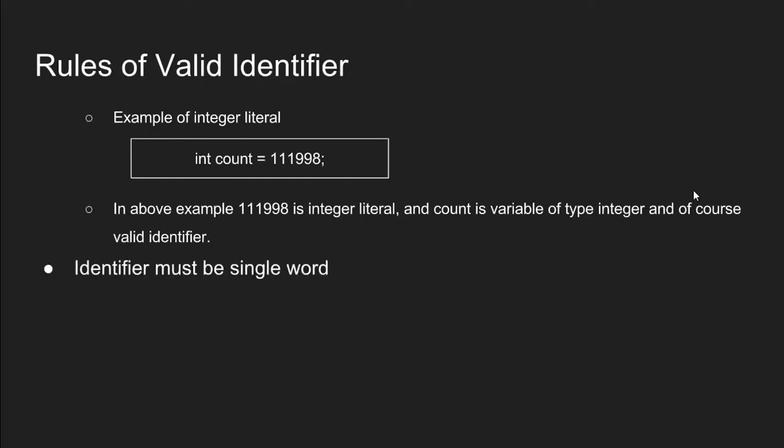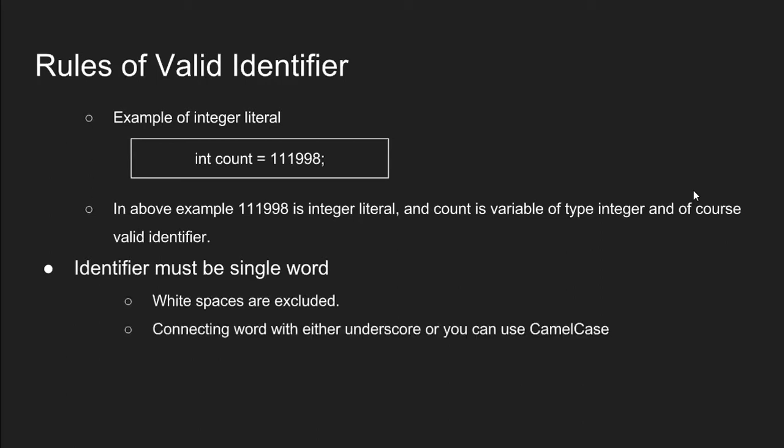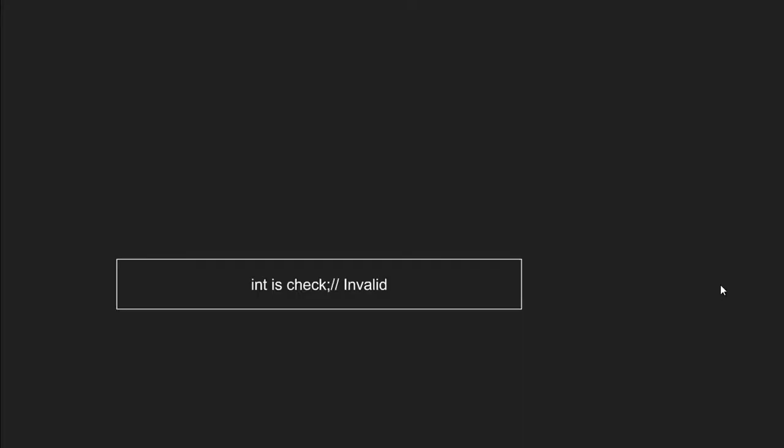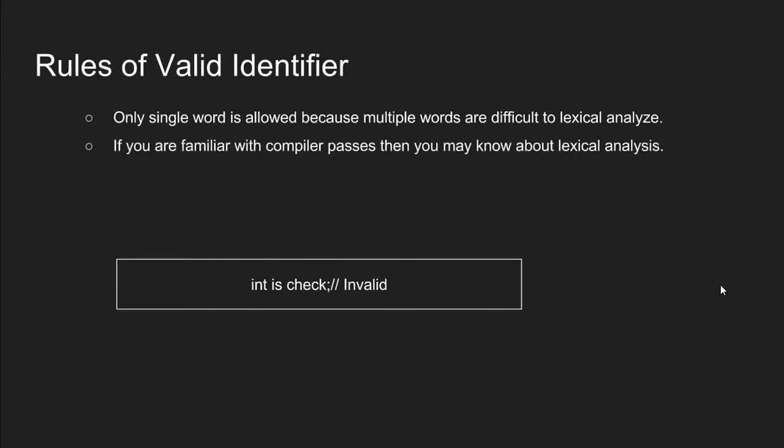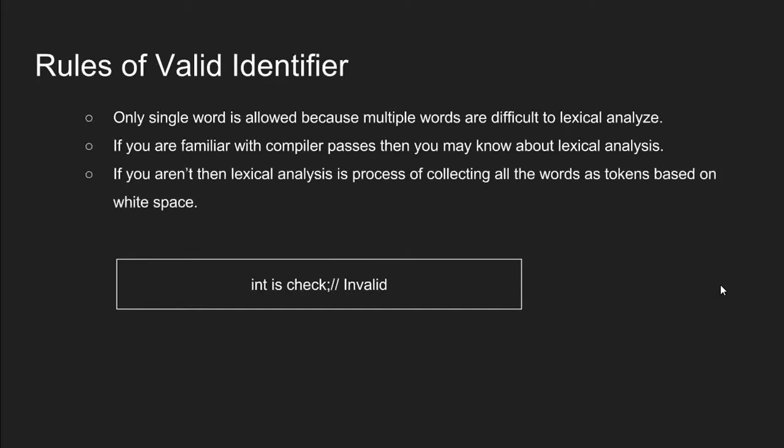Fourth one is that an identifier must be a single word, means white spaces are excluded. If you require multiple words, then you can do that by connecting words with an underscore, or you can use camel case that we have discussed in the second video. Only a single word is allowed because multiple words are difficult to lexically analyze. If you are familiar with compiler passes, then you may know about lexical analysis. If you aren't, then lexical analysis is the process of collecting all the words as tokens based on white spaces.